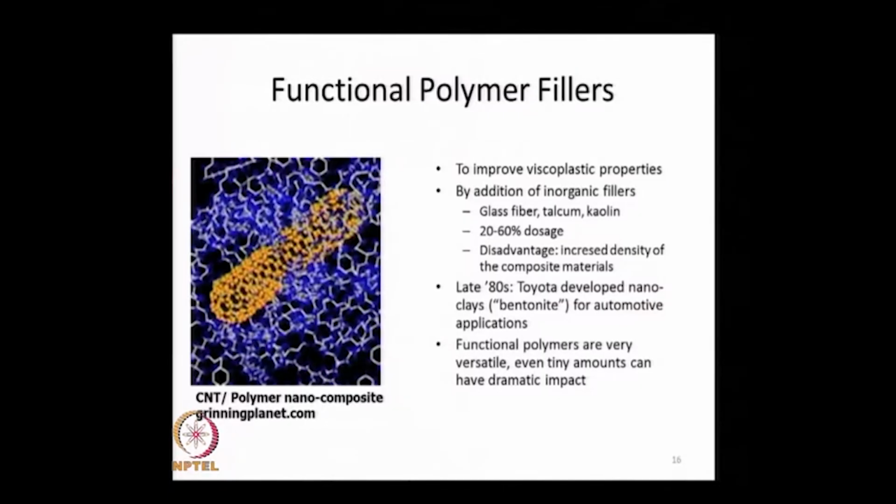One of the first uses of nano composites was the nano clay bentonite, which was used in the late 80s by Toyota for automotive applications. Functional polymers are actually very versatile. Even tiny amounts can have dramatic impact. The 20 to 60% dosage mentioned earlier is a fairly high estimate, and in fact it has been found that nano materials, nano fillers can start having an impact even at 2 to 5% by volume.